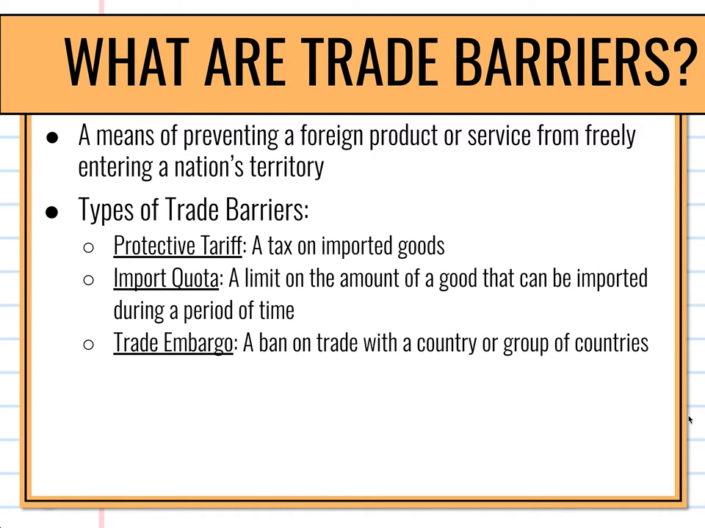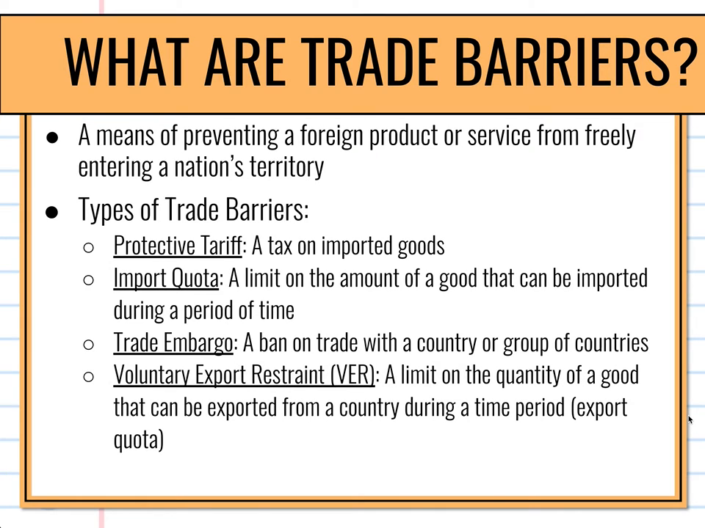We have a trade embargo, which is a ban on trade with a country or a group of countries. Usually this is to influence or pressure a country into adopting a policy or getting rid of a policy. Historically, the United States has had a trade embargo with the country of Cuba because we did not agree with their political party or concept of communism.